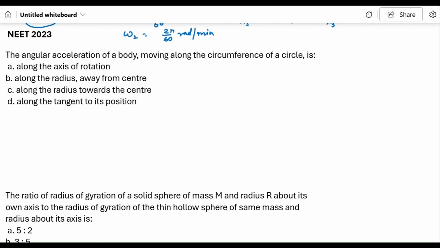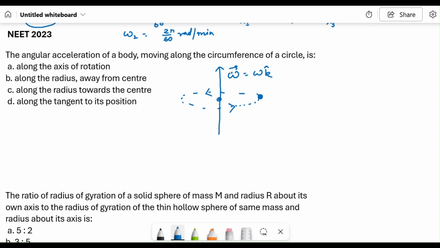And here we have the question: the angular acceleration of a body moving along the circumference of a circle is. Now, we have to obtain the direction of the angular acceleration. So, let's say this is a body moving on a circular path, and this is the center, and let's say this is the z axis about which this body is moving. So the movement, let's say, is this way. We can say angular velocity is along this z axis.